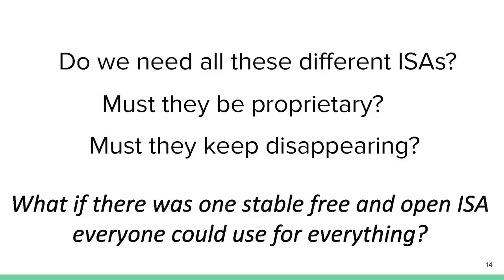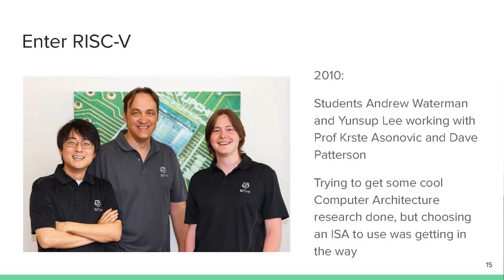So the question is really, do we actually need all these different ISAs? Do they really have to be proprietary? And do they have to keep vanishing? So what if there was one stable, free, open ISA that everybody could use for everything? And that's really the idea behind RISC-V.